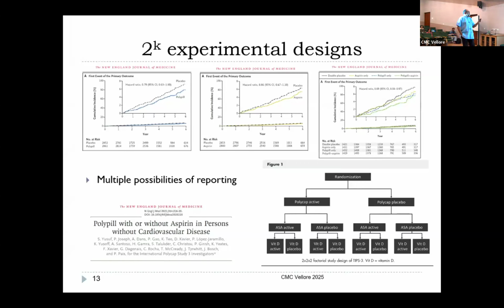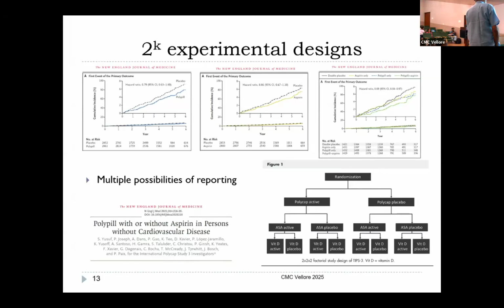Oh yeah, this is the effect of polypill versus placebo. This is aspirin versus placebo. And then this was the polypill and aspirin combination. Apparently, the vitamin D did not have an effect, so they didn't present it here.